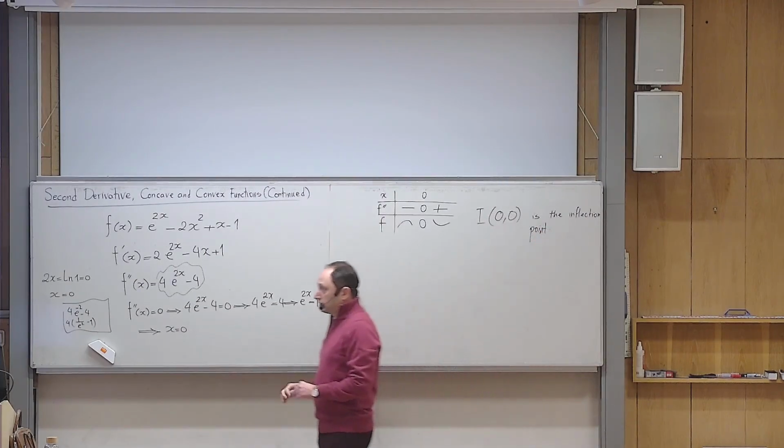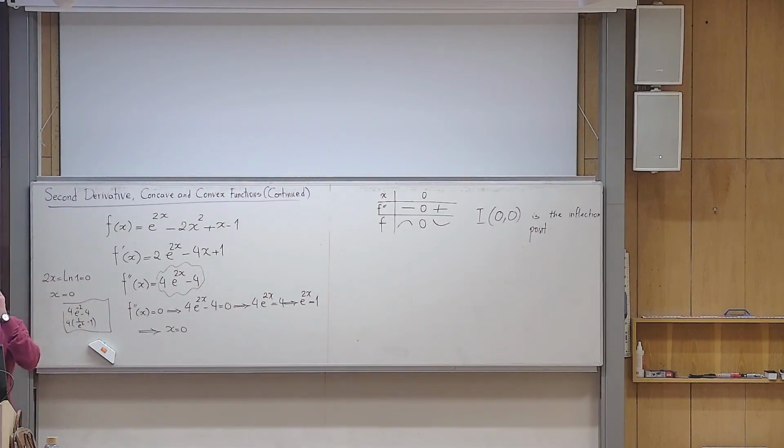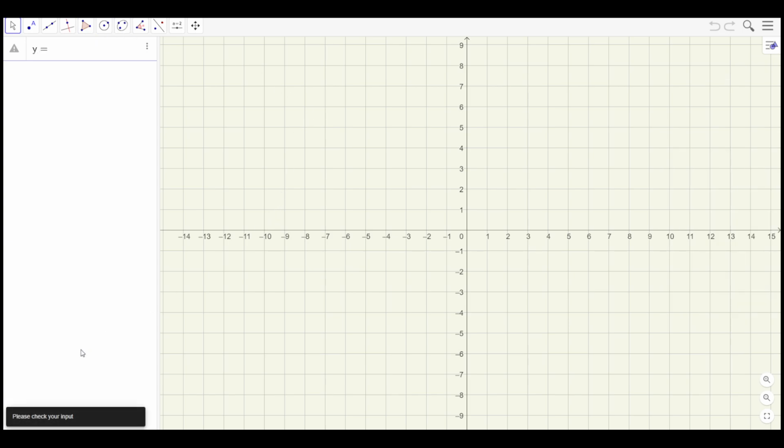So it's a good idea to check the graph using GeoGebra to have a better picture. Okay, so I want to draw the graph. So y equals e to the power 2x. So let me use, where is the keyboard? Every time GeoGebra starts playing with us, you know. Do you remember there was a virtual keyboard somewhere?